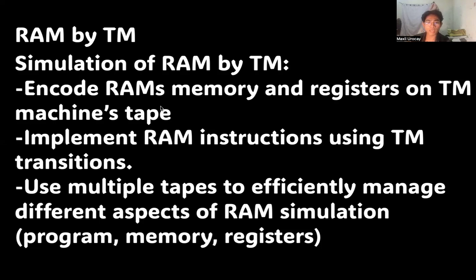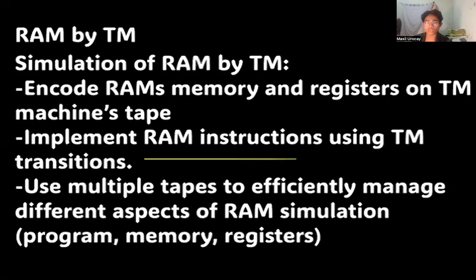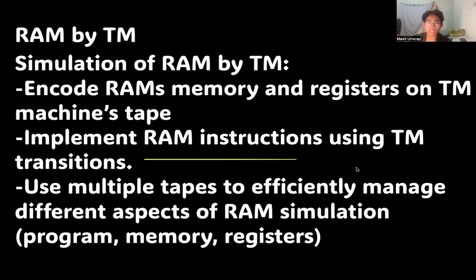After that, we implement the RAM instructions using the Turing machine's transitions. That means we are translating the RAM instructions into the Turing machine's transitions, and each transition corresponds to a specific RAM instruction. For example, we have earlier the read, write, compute, and then we alter the state or contents of the tape accordingly. That allows the Turing machine to perform the same operation as a RAM model, but in a sequential manner.